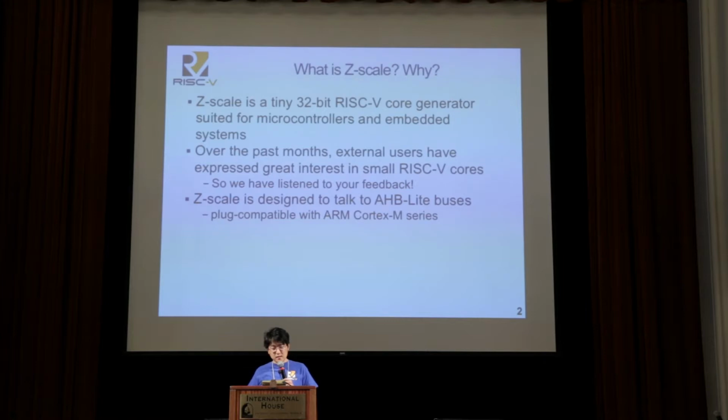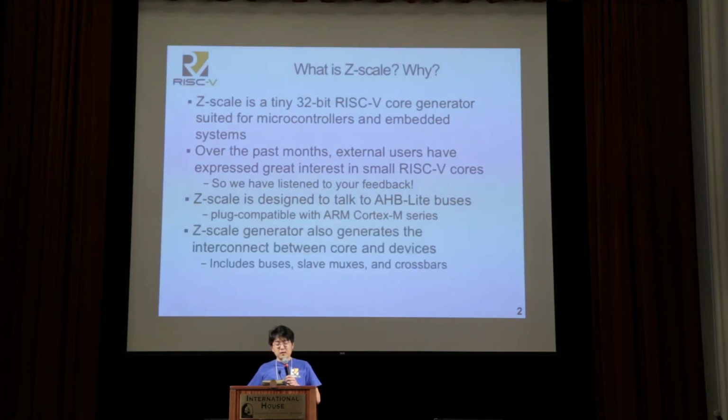So what that means. Does everyone know what an AHB-Lite bus is? It's AMBA 3, it's what the Cortex-M series use. That means it's plug compatible with the ARM Cortex-M series. So you can take it out, put Zscale in, recompile, the memory map doesn't change, and it should be good to go. The generator also generates the interconnect between the core and the devices. That includes the buses, slave muxes, and crossbars.